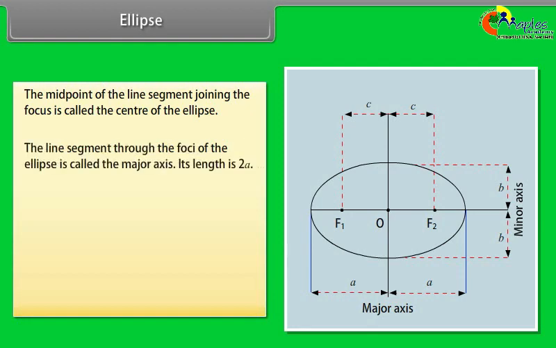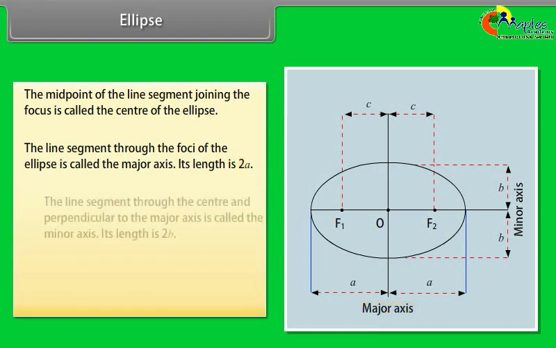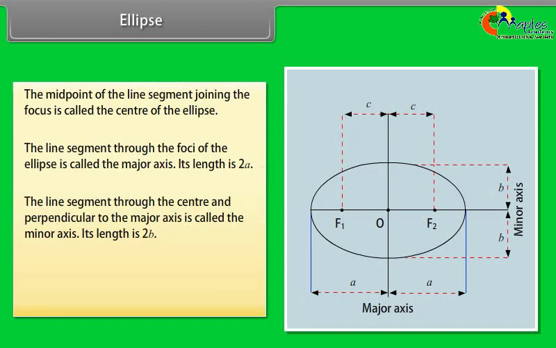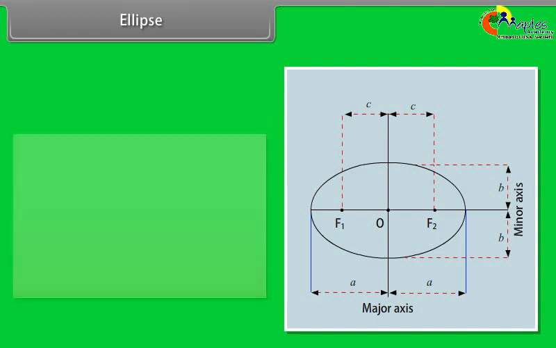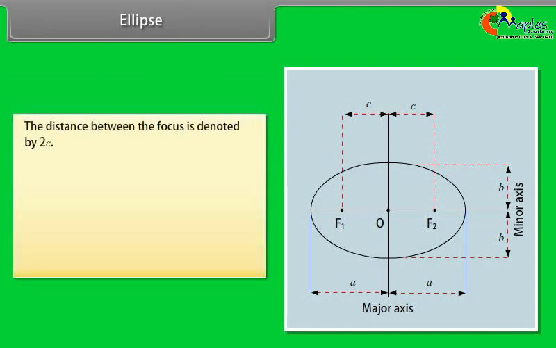The line segment through the foci of the ellipse is called the major axis. Its length is 2a. The line segment through the center and perpendicular to the major axis is called the minor axis. Its length is 2b. The endpoints of the major axis are called the vertices of the ellipse. The distance between the foci is denoted by 2c.